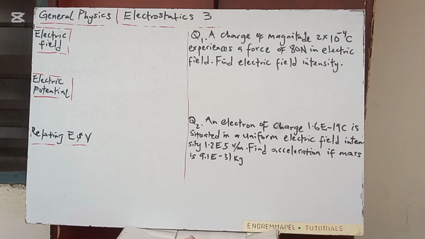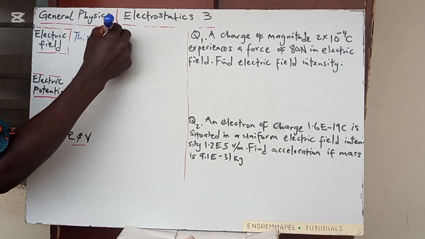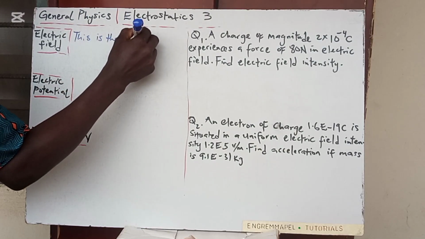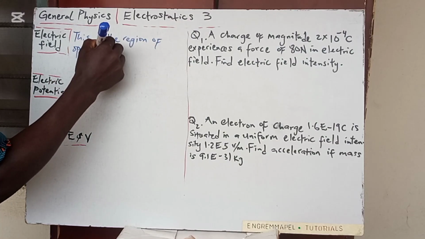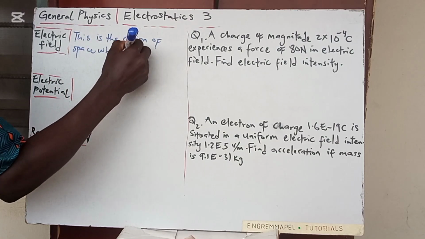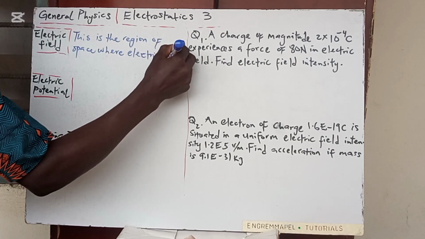So what is the definition for electric field? Electric field is a region of space where electric force occurs.